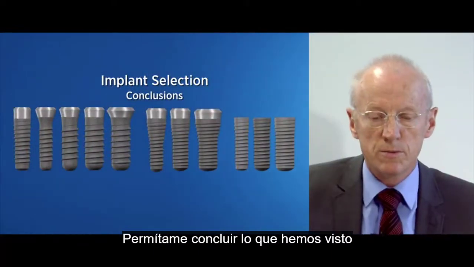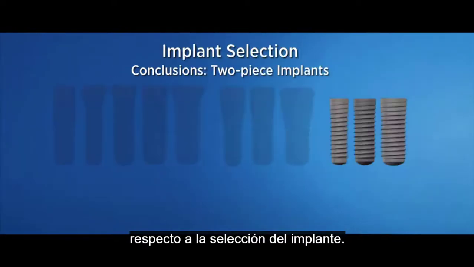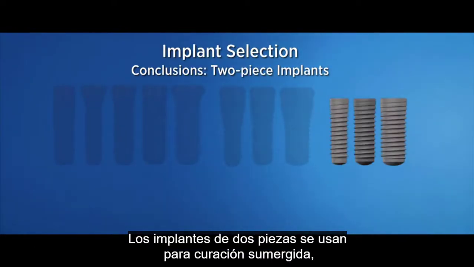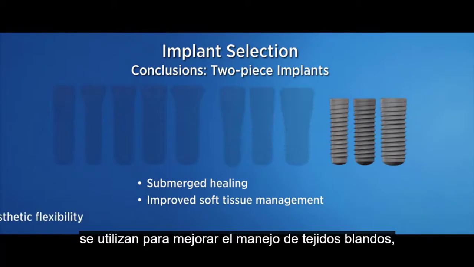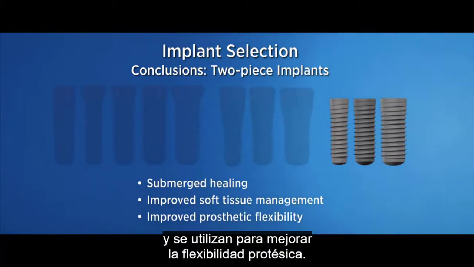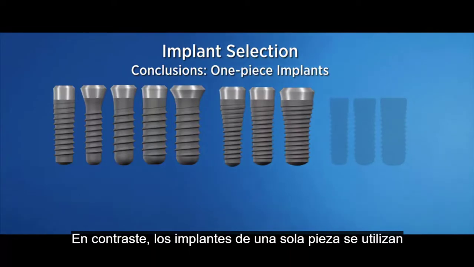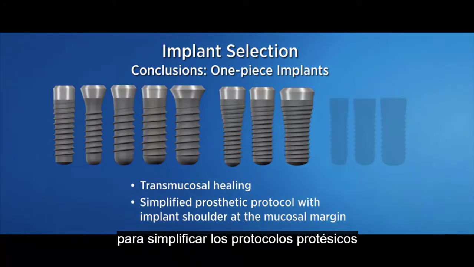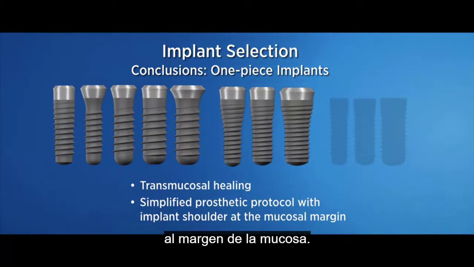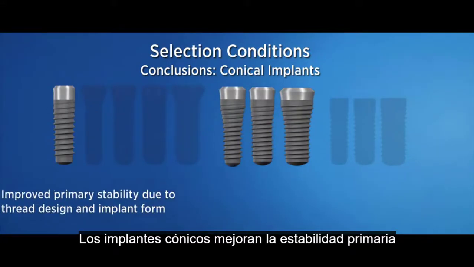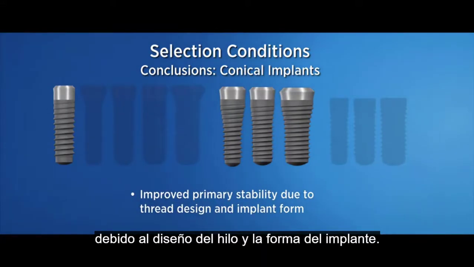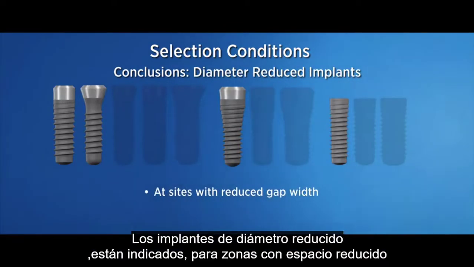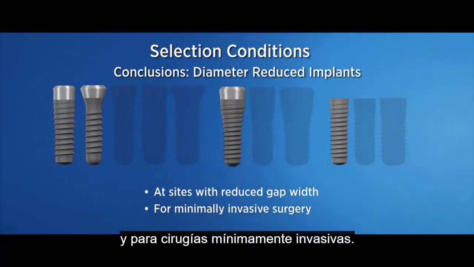Let me conclude what we've seen regarding implant selection. Two-piece implants are used for submerged healing. They're used to improve soft tissue management, and they're used to improve the prosthetic flexibility. One-piece implants, in contrast, are used for transmucosal healing, and they are used to simplify prosthetic protocols because the implant shoulder is located closer to the mucosal margin. Conical implants improve primary stability due to the thread design and implant form. Diameter-reduced implants are used at sites with reduced gaps and for minimally invasive surgery.